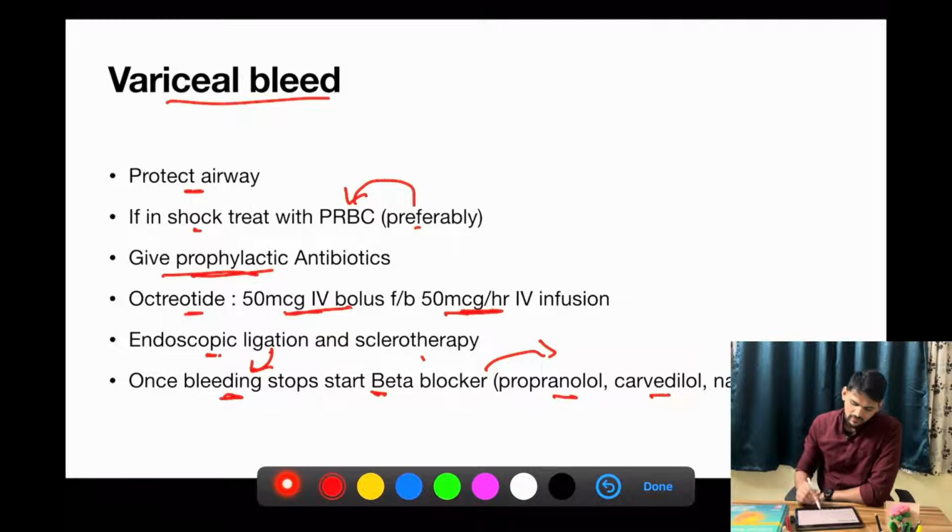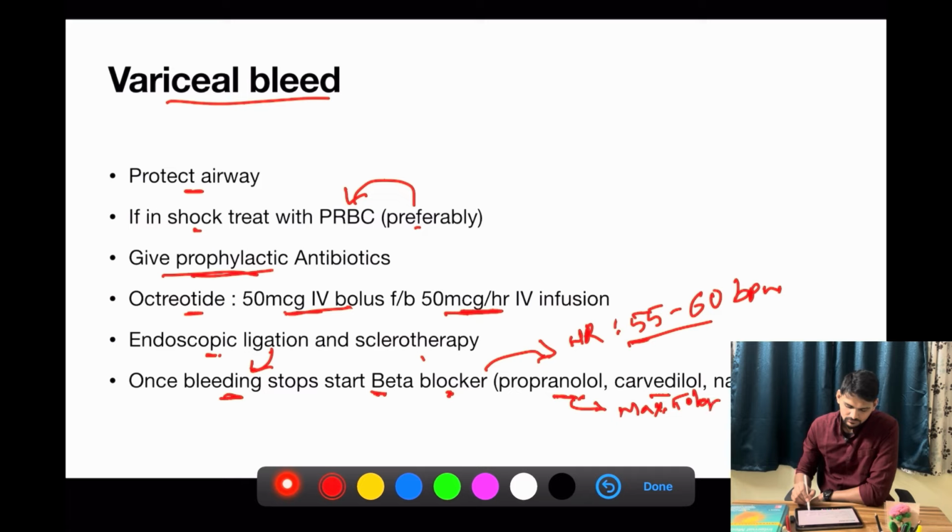Here comes a special point. Students or residents usually start beta blockers, but they do not know how to titrate or how to monitor. One important point to monitor here is heart rate. The target heart rate should be 55 to 60 beats per minute. Till this target heart rate, we can increase the dose of these beta blockers because they will be very effective at the maximum tolerated dose.